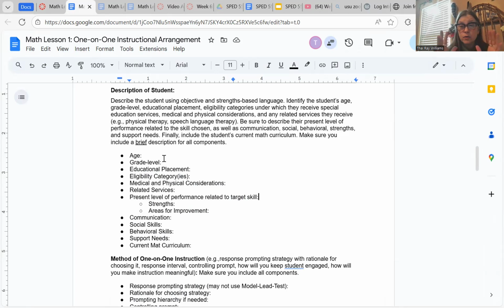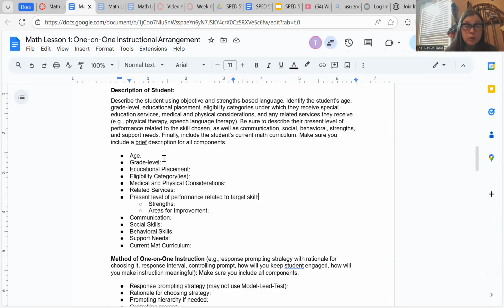I'm not looking for two, three, four paragraphs. I'm just looking for a brief description of where the students are. Do they have any related service, or are they receiving any related services? What is their present level of performance related to the target skill? What are their strengths related to that skill? And then what are their areas for improvement?